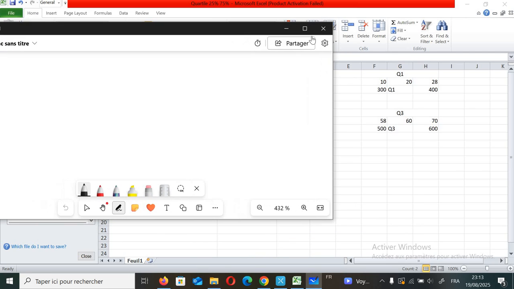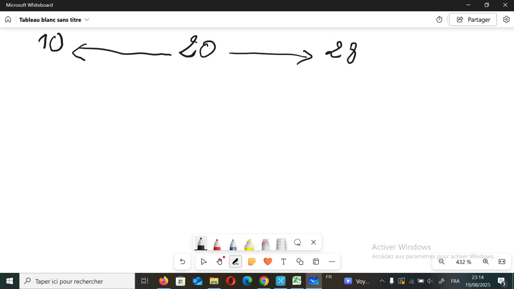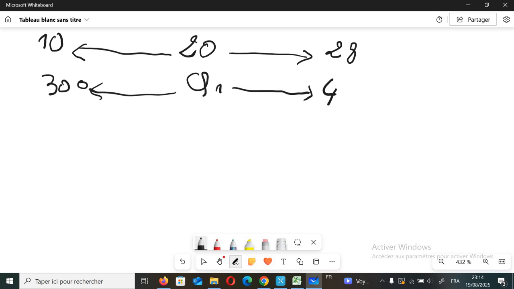Okay. Here we have 80 multiplied by 25%, which gives us 20, and it exists between 10 and 28. That means the value we search for, which is Q1, exists between 300k and 400k. The same formula goes on for the median.